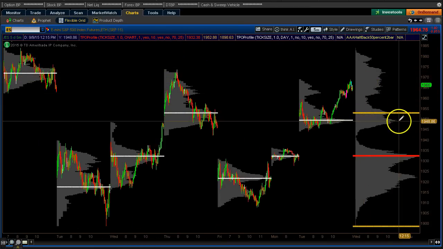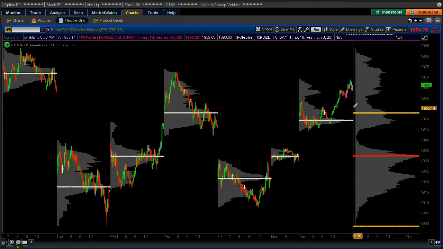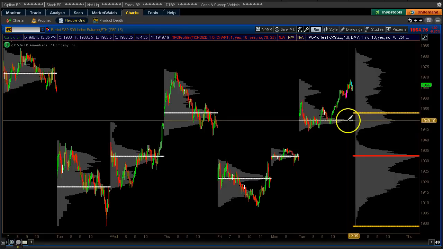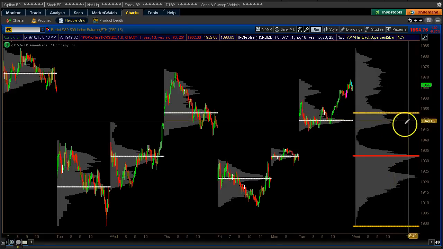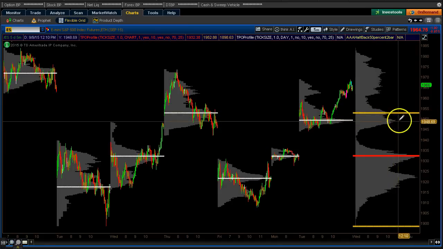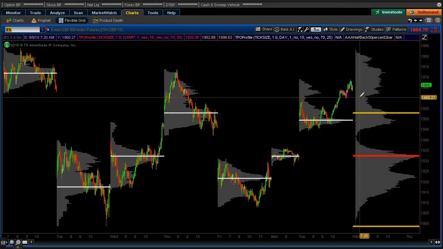If price fell back down to this 1950 level, okay, 1949 level, I'd look to be a buyer because A, we have the point of control here, and we also have a high volume node down at these levels. Okay, with this high volume node, it gives me, the trader, the higher probability that the rest of the buyers are going to step in.